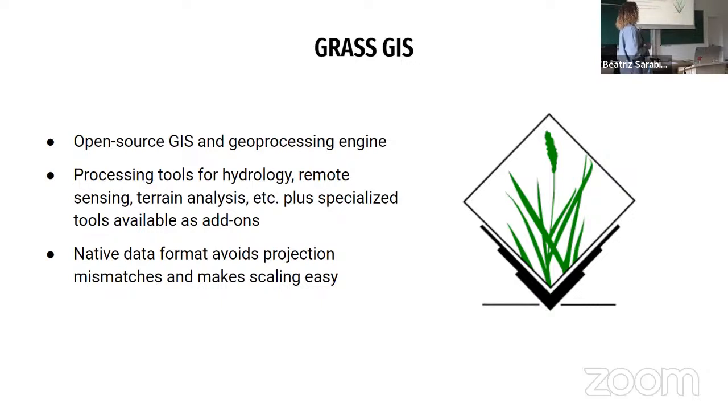And then finally, it has this native data format that avoids projection mismatches and lets you set the resolution and spatial extent that you want to run a computation over, and lets you do that without clipping your data or resampling it. So it has this native data format that it will index through. So it runs really fast once it has its data in its native data format.